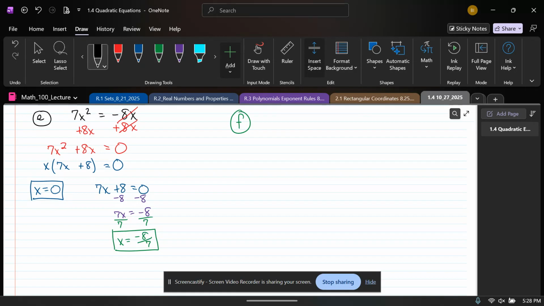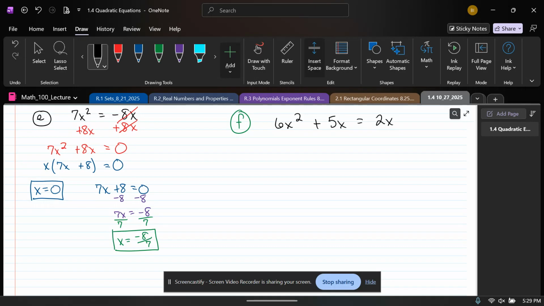Let's do this one. Let's say we had 6x squared plus 5x is equal to 2x. So again, we're trying to solve by factoring. That's our goal right now. So to solve by factoring, the first thing that I need to do is get the problem equal to what? 0. That's the first step.